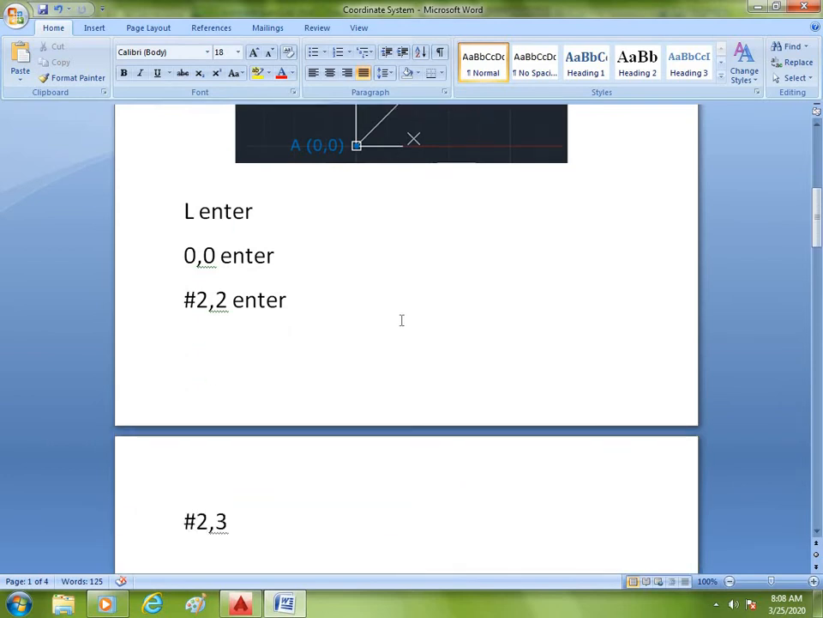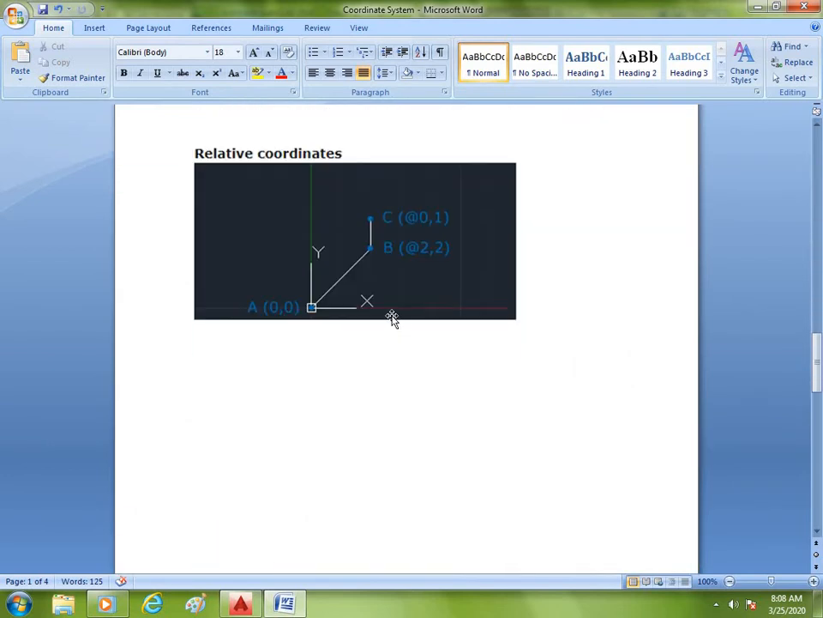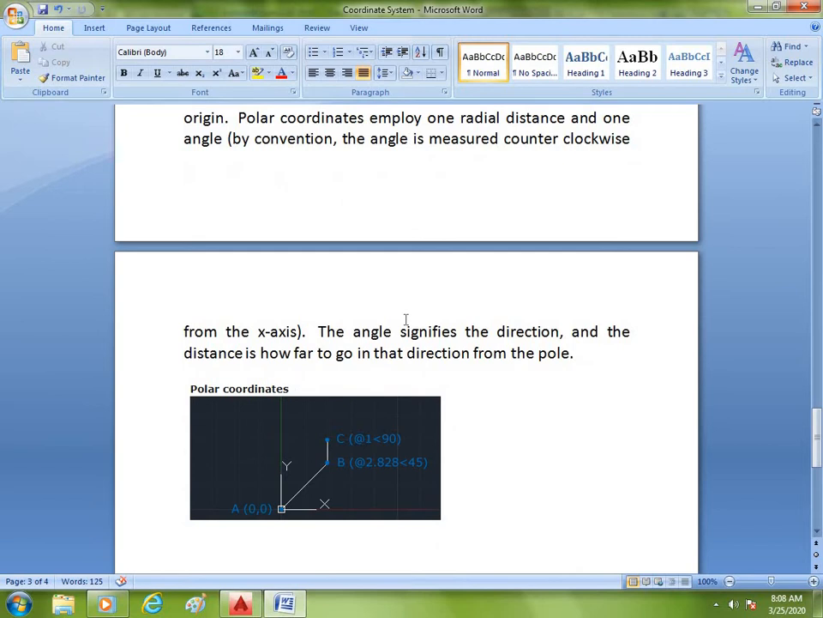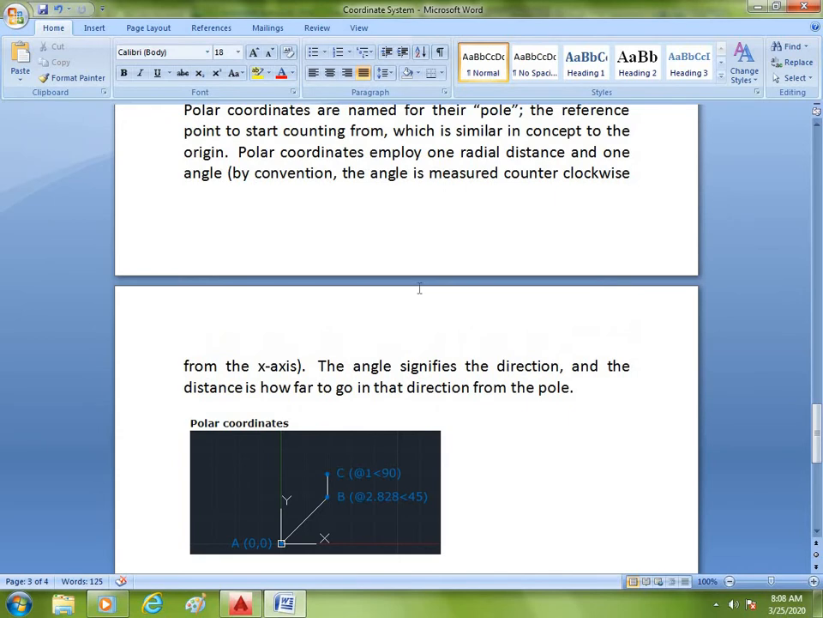However, the case is different in relative coordinate. For every point, the last point will be considered as the origin point. For point B, A will be considered as the origin point. However, for point C, B will be considered as the origin point. And for the next point, C will be considered as the origin point. Whereas polar coordinate is similar to the last video lecture, in which we entered a line with angle. So you can give a radial distance with angle in the polar coordinate system.